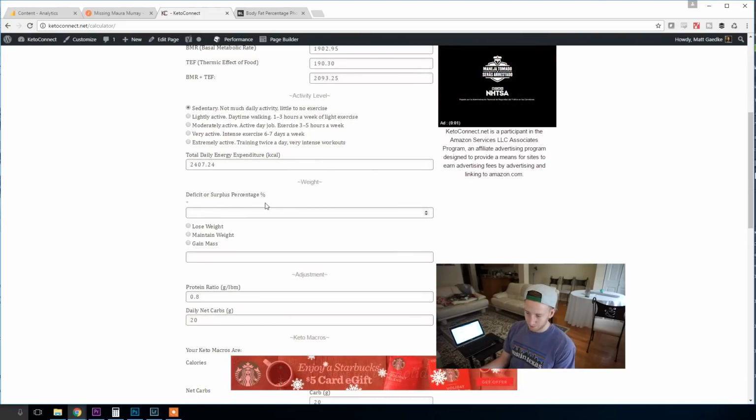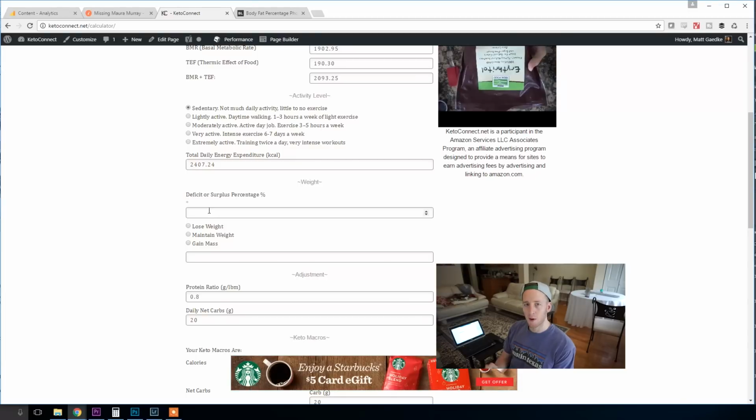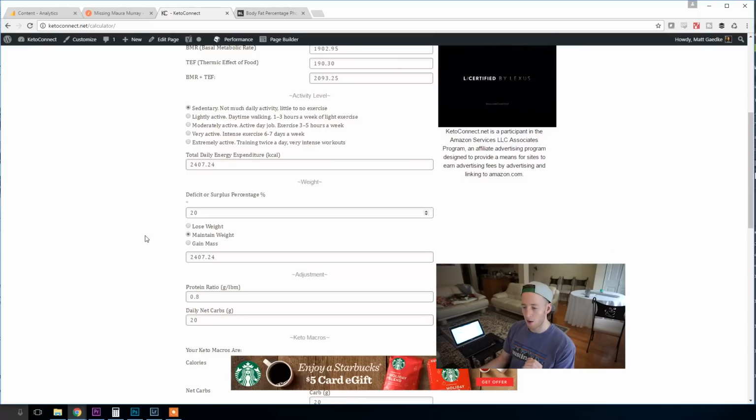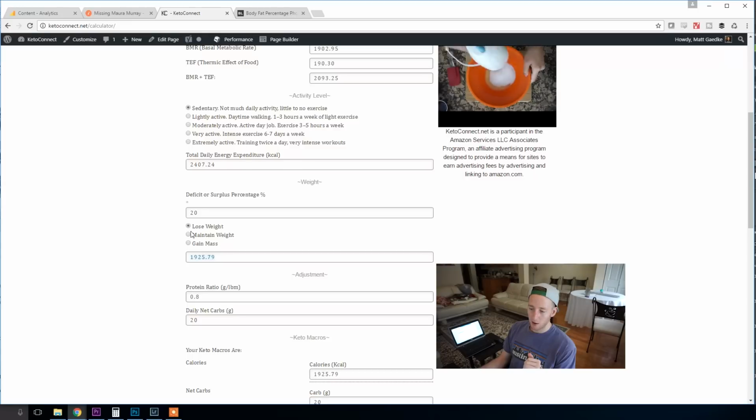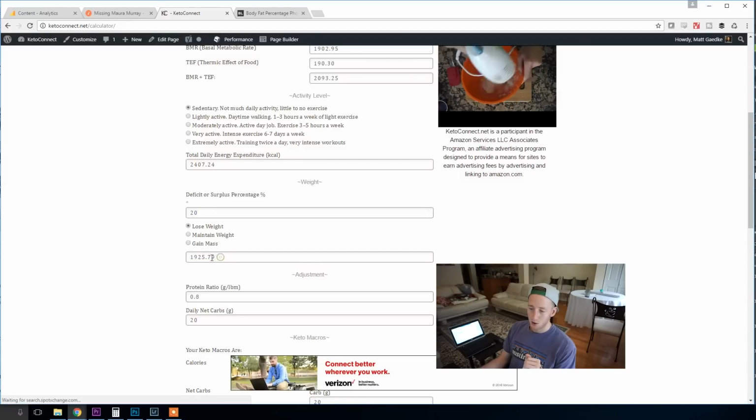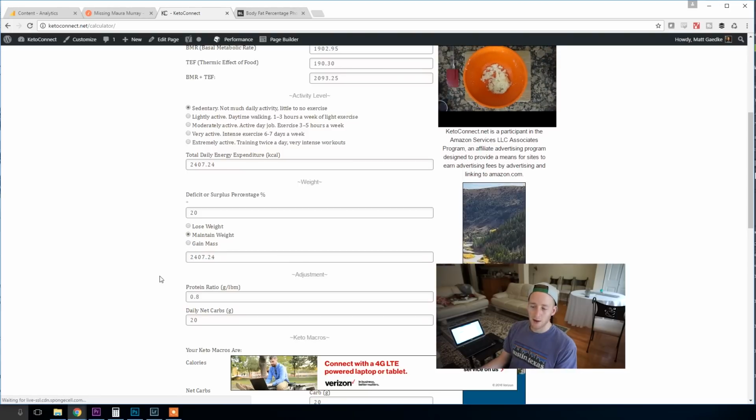And weight. Deficit or surplus percentage. I want to maintain weight, so I'm going to go with that, but this is where you enter the caloric deficit or surplus you want to be eating at. So if you want to lose weight, I'd recommend going somewhere between 10 and 20%. I think 20% is a pretty safe number if you want to rapidly lose weight. And then you check lose weight, and this gives me my calories minus 20%. So for me, that would look like 1925. But I'm going to go maintain.